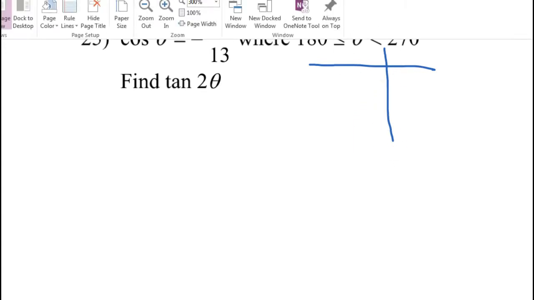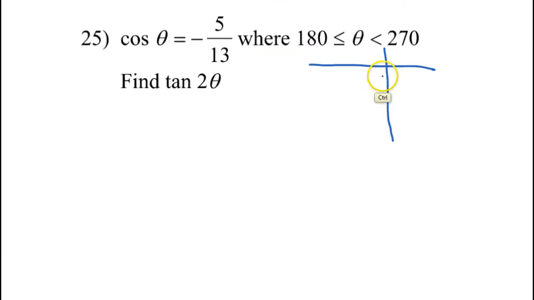So go ahead and draw the terminal side of the angle in the third quadrant like this. And go ahead and make a triangle out of it as well.